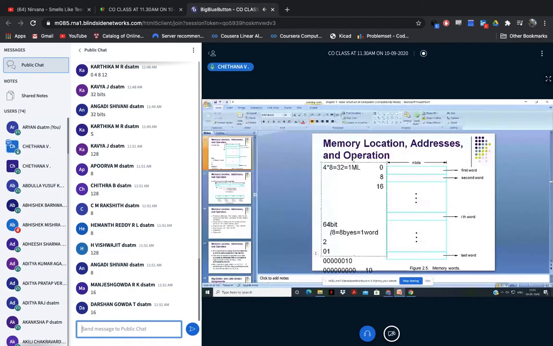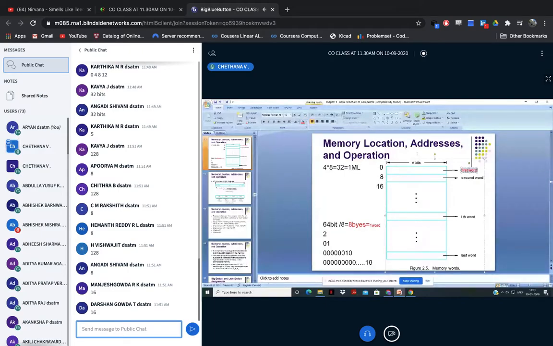Have you got my point? 8 bytes is equal to one word. I think you are able to understand. Suppose here I have stored 8 bytes. So the complete 8 bytes is one location, and the address of that location is 0. That is why all of these bytes I'll consider as one word. That is my first word. I hope you have understood this.